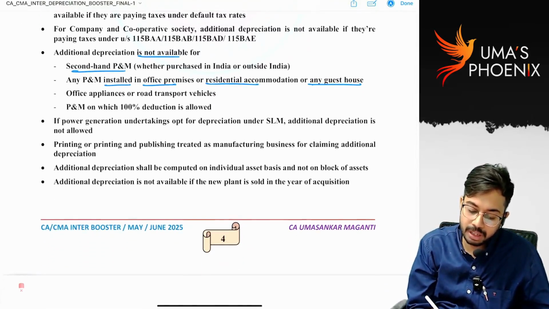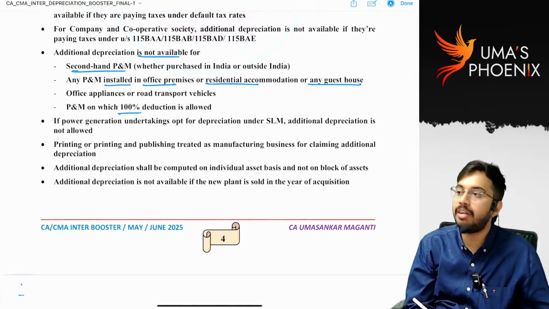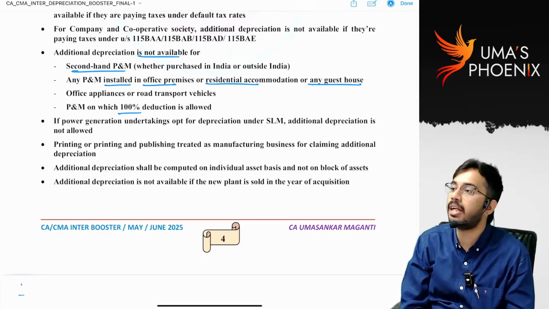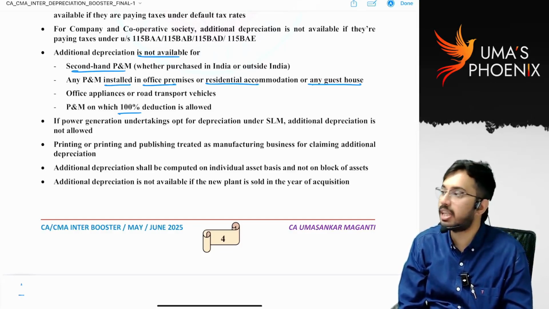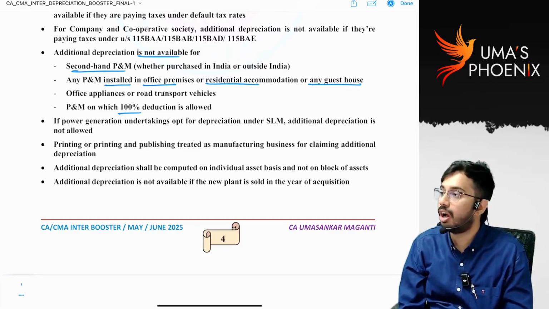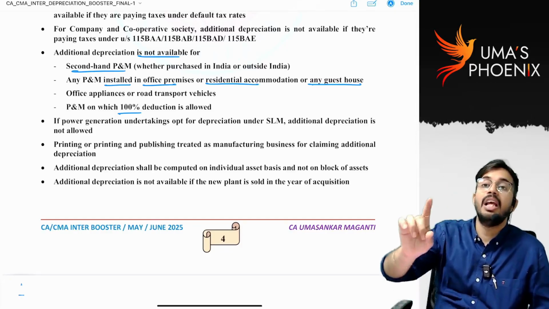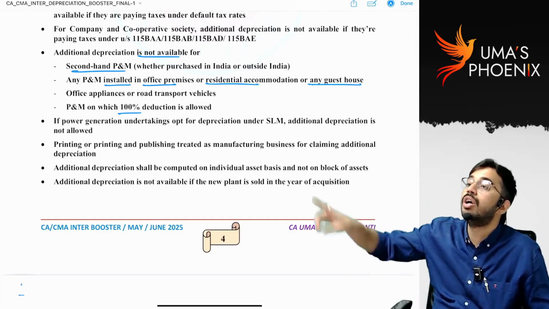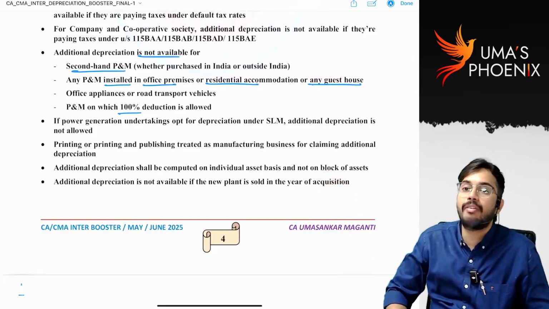Plant and machinery on which 100% deduction is allowed. See, for scientific research, if you purchase any plant and machinery, 100% depreciation is allowed, right? On such plant and machinery, again, additional depreciation is not allowed. Another important point, even additional depreciation is also reduced from written down value of the block.